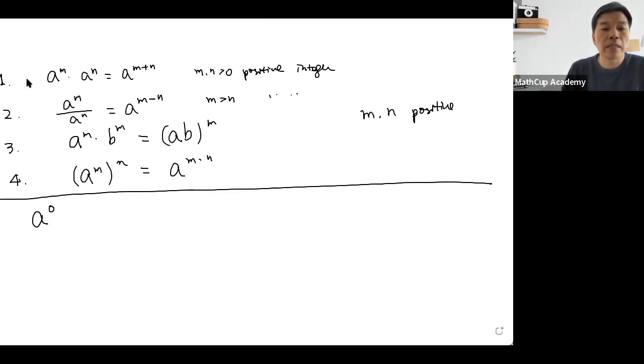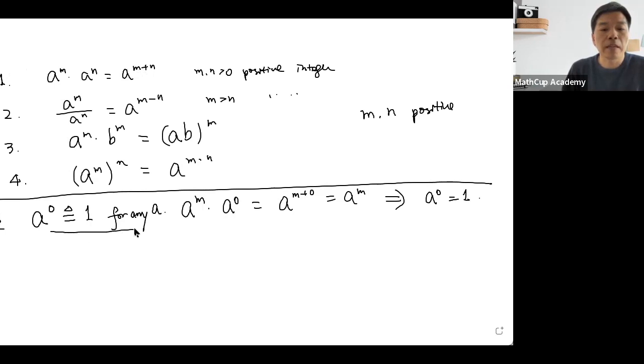If we let property 1 be true for n equals 0, then we know that a to the power m times a to the power 0 is going to equal a to the power m plus 0, which equals a to the power m. Now you see a to the power m times a to the power 0 equals a to the power m. This is really forcing a to the 0 to equal 1 if we want property 1 to be true for any m and n, right? So this is property 5. This is more or less a definition extending the power definition: a to the power 0 equals 1 for any a.